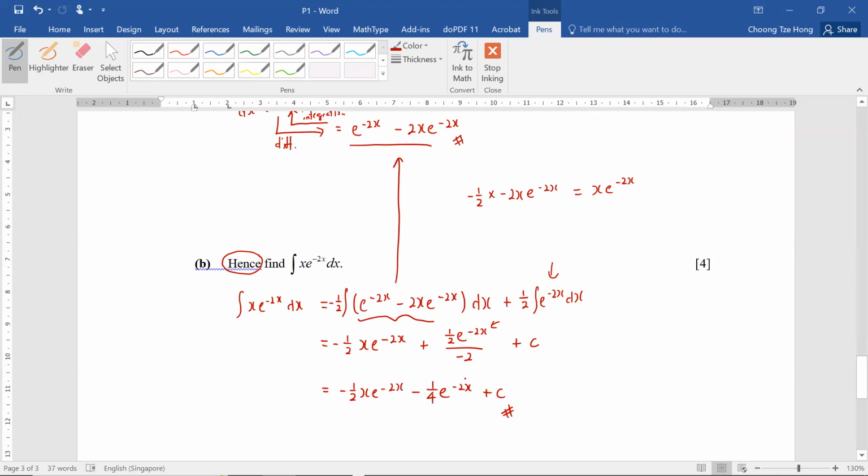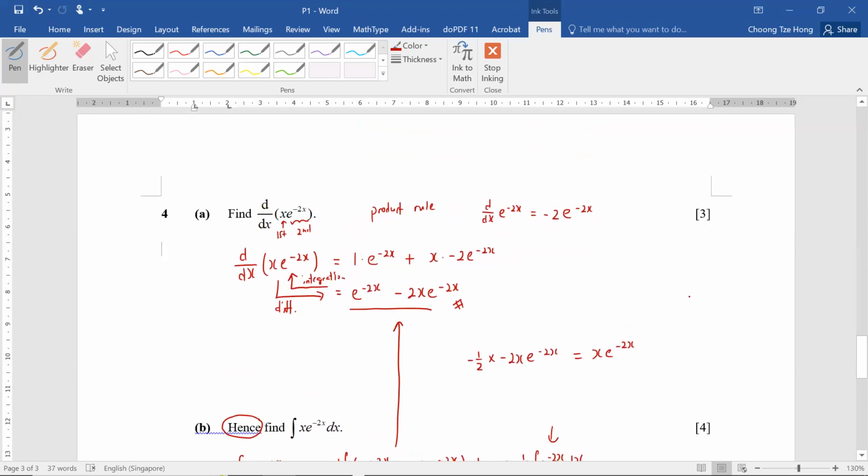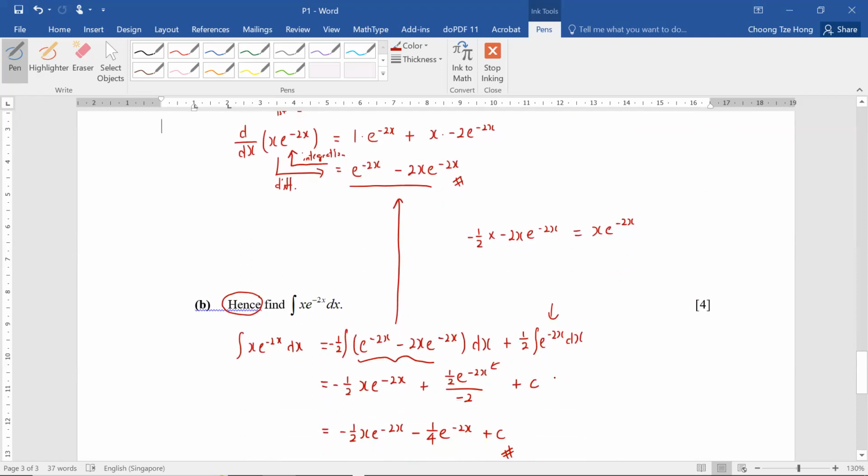This is how you manage a question like this. As you can see, there are quite a lot of marks involved, but the working is not long. 3 marks for part 1, and then 4 marks for part 2.